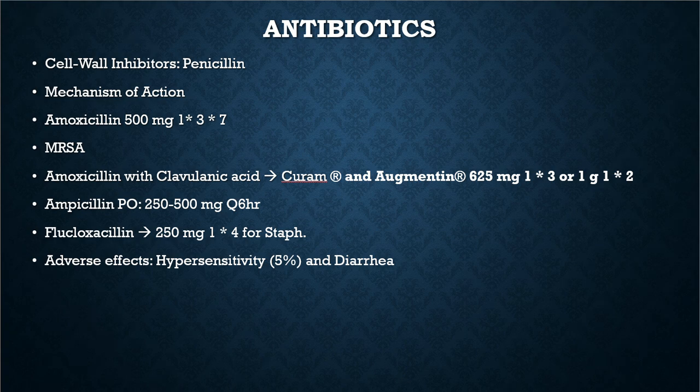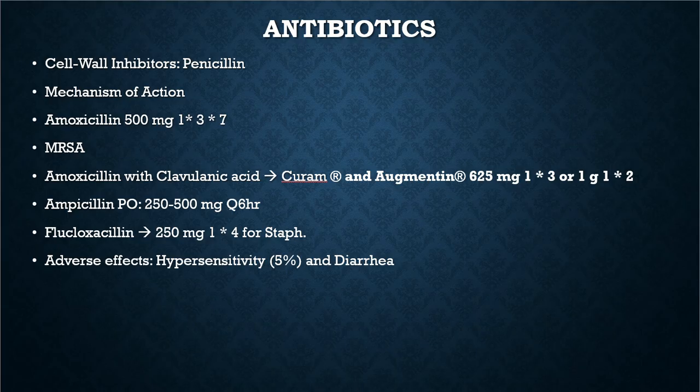That's why they added something called clavulanic acid. This will work with the beta-lactamase, destroy the beta-lactamase, allowing the amoxicillin to work its usual function. Usually Augmentin or Curam or Amoclan, there are many names. Usually 625 milligrams 1 by 3 or 1 gram 1 by 2. Ampicillin can be prescribed as well, 250 to 500 milligrams, Q6 hours or Q8 hours. Flucloxacillin, 250 milligrams 1 by 4 for Staph aureus.